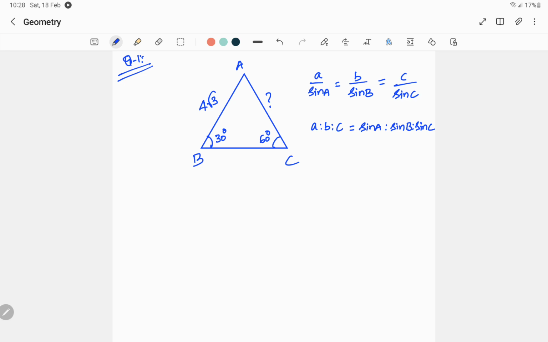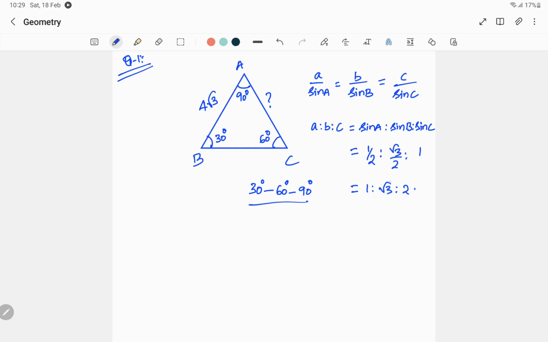Now in case of the triangle that is given in this question, this is 30, 60, 90 over here. So this is a typical 30, 60, 90 degree triangle. So in this triangle, sine 30 would be half and sine 60 would be root 3 by 2 and sine 90 is 1. So the ratio of the sides would be 1 is to root 3 is to 2.